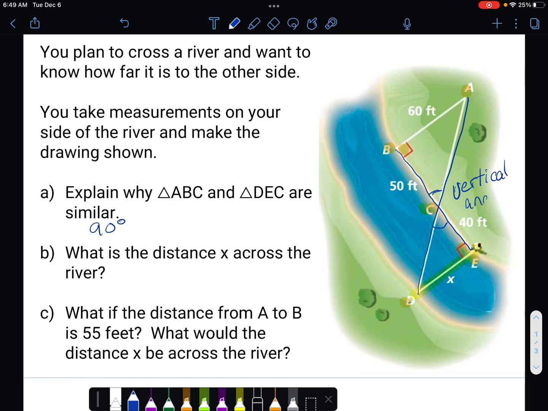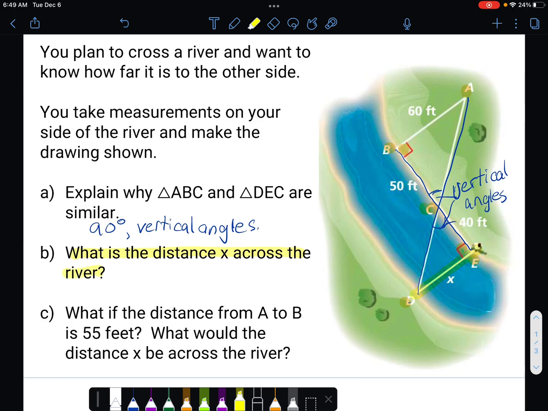So that's how we found our two angle pairs that prove that the two triangles are similar. So the 90-degree, and then there's a pair of vertical angles. And so that is why they are similar. So what is the distance x across the river?